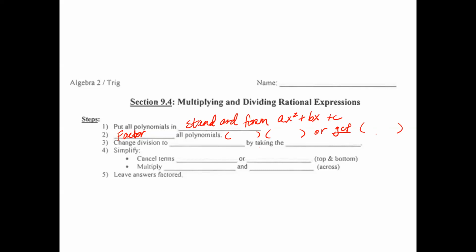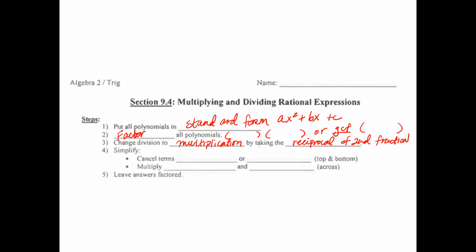Step 3, change the division to multiplication, because remember when we divide fractions, you can multiply by taking the reciprocal of the second fraction. So that just means the second fraction, you just flip it, like the denominator becomes the numerator and the numerator becomes the denominator.